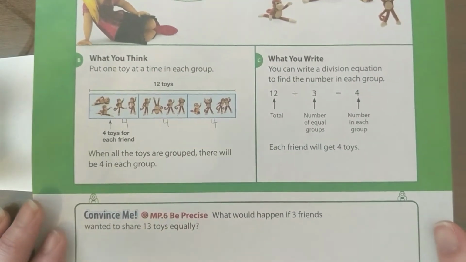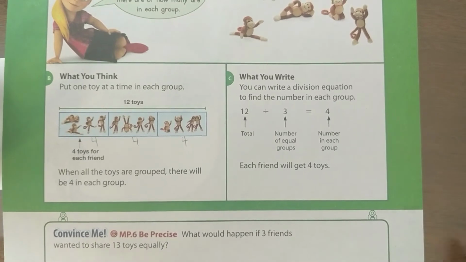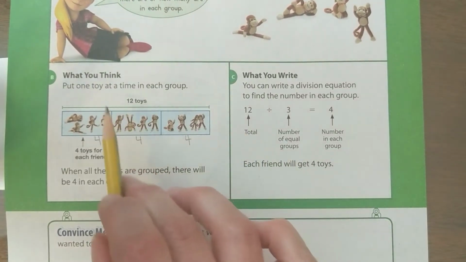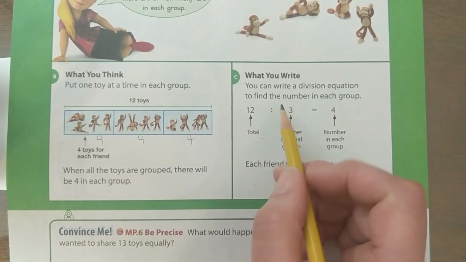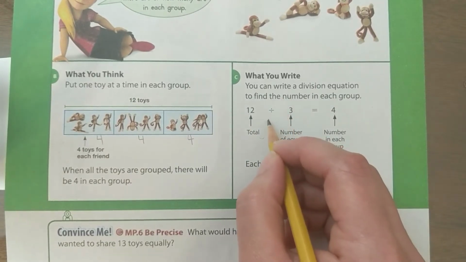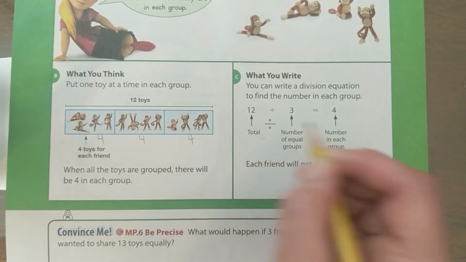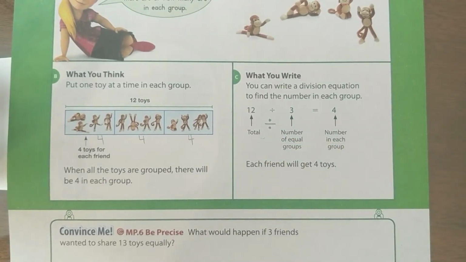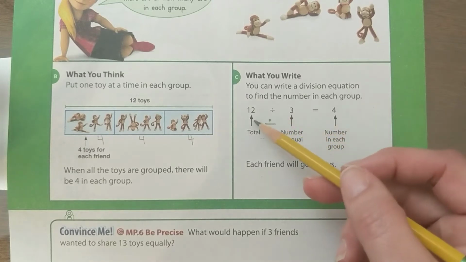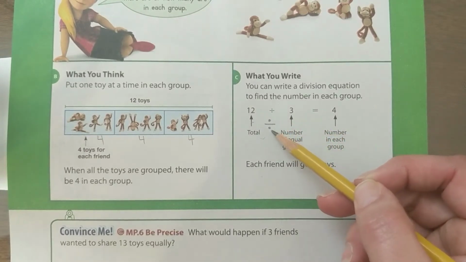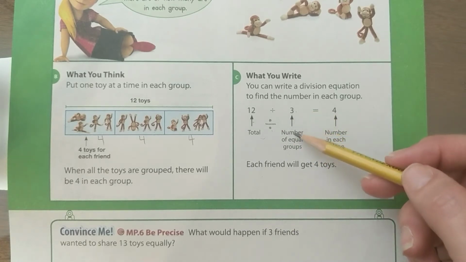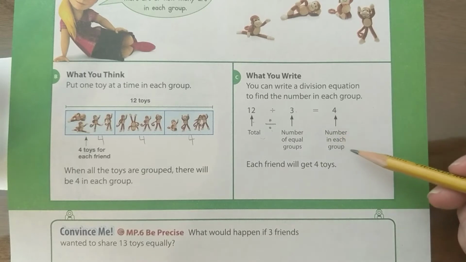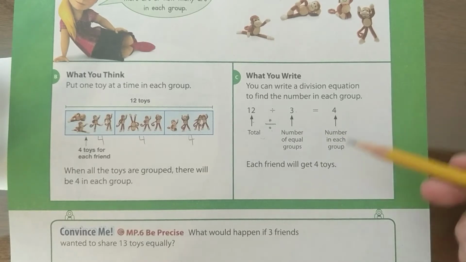Okay? And then when you write the division problem, it is 12. Your total goes first, 12. Divided, this is the division symbol, how you draw it. You do a dot and a line and then a dot below it. That means dividing. So here's your total, divided by 3, which means you're going to make 3 equal groups. And your answer will be the number that each group gets. So each friend got 4 of those monkeys.